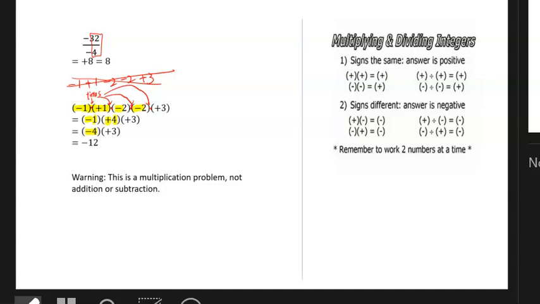So make sure you don't do addition or subtraction here. You actually have to do multiplication because of all these parentheses.